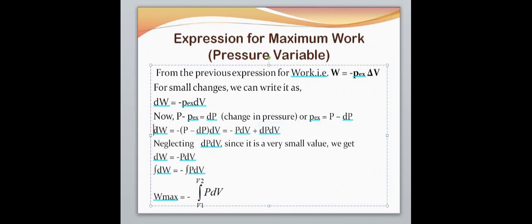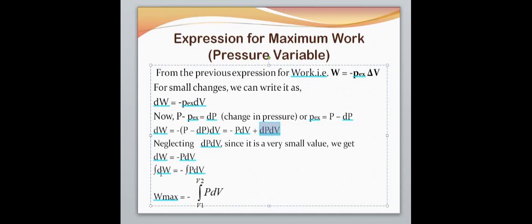we get dW. This dW has come as it is over here, minus P dV. Why? Because the second part I'm neglecting, as it is a very small value. It's just like saying 0.00001. Can I approximately take it as 0 because it's a small quantity, right? So dW is equal to minus P dV. Now suppose I integrate it.